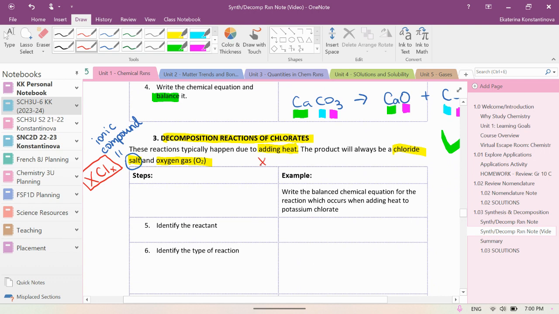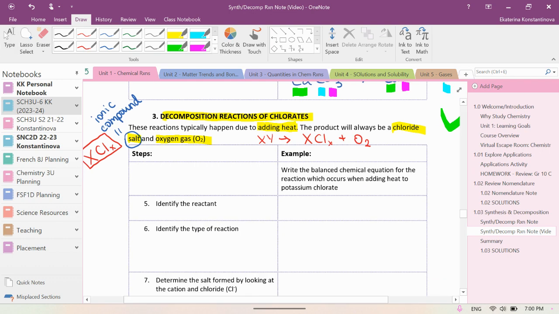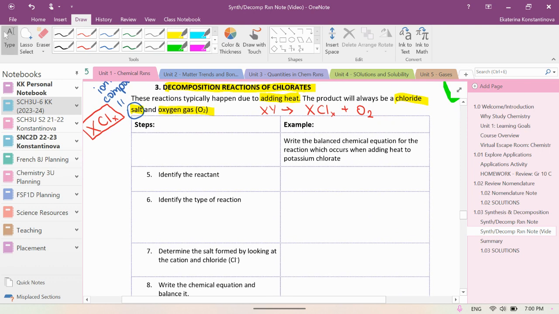So if I have some kind of chlorate compound, it is going to decompose into a salt, or an ionic compound with chlorine, plus oxygen gas. Oxygen is a diatomic, so it's O2 always. All right, so let's take a look at an example and apply what we just learned.